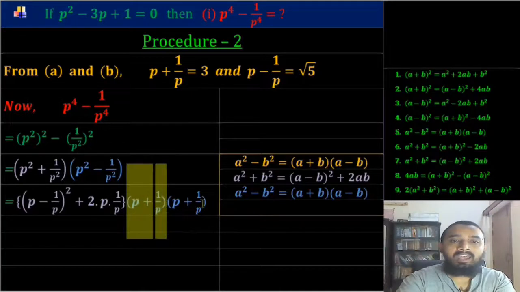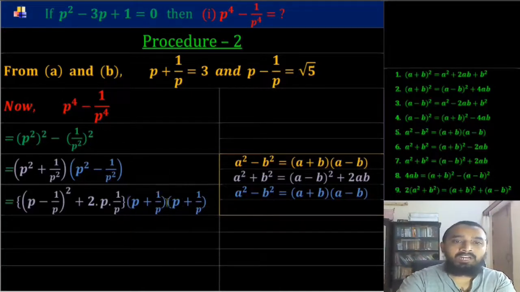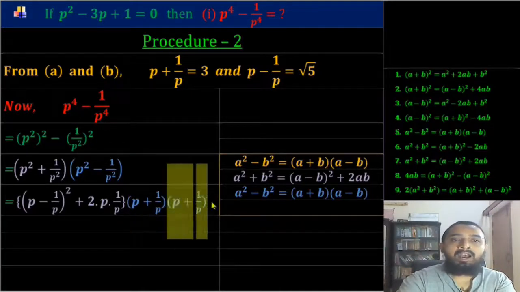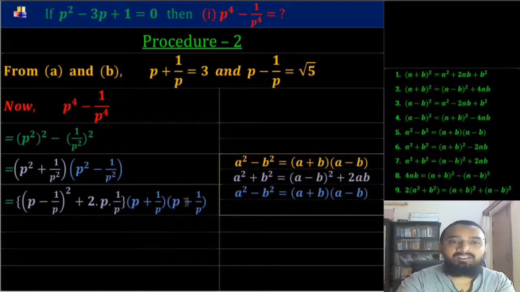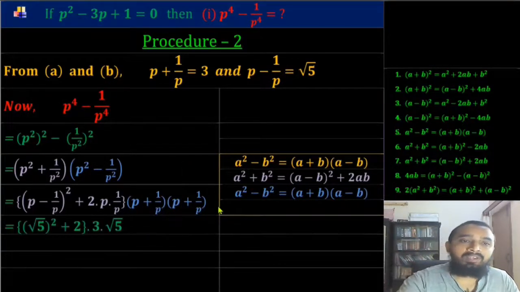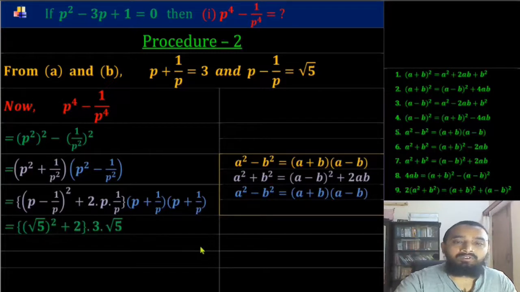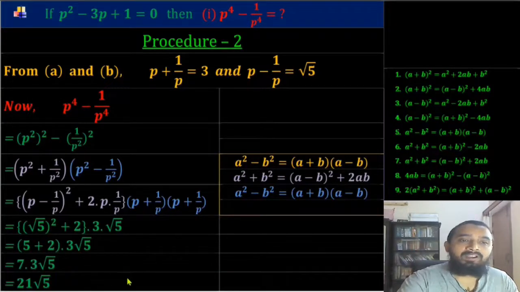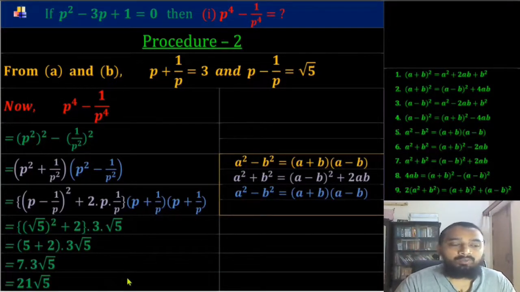is 3, and for the next portion, that means p minus 1 over p, I told you that this will be p minus 1 over p, its value is root over 5. Here this sign will be minus. So if I put down the value, we're gonna get root over 5 whole square plus 2 into root over 3 into root over 5. Look here, square and root omit each other, so here we're gonna get 5 plus 2, that means 7 into 3 into root over 5, as you can see here. And finally we get the destination, the 21 root over 5.